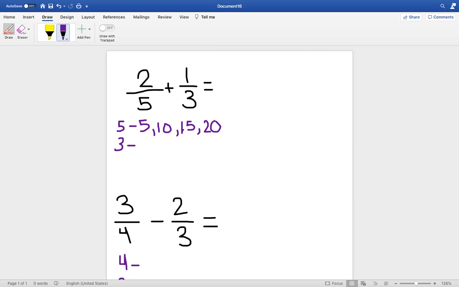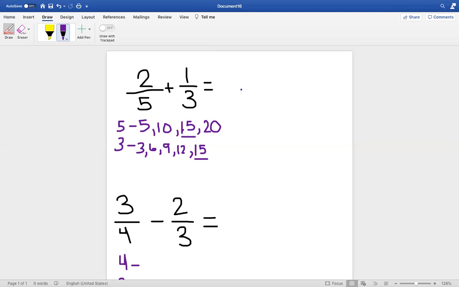Do you see any multiples on my screen that 3 would have? 15, right? If you're not sure, you can write them out. You would have 3, 6, 9, 12, and then 15. So 15 is our least common multiple that these two denominators have in common.